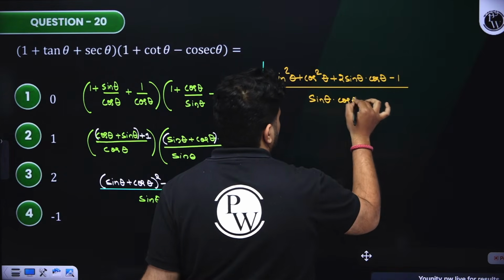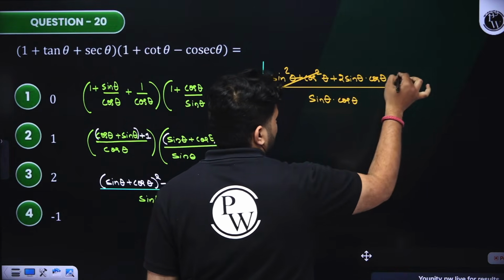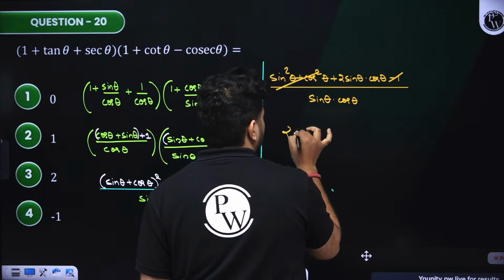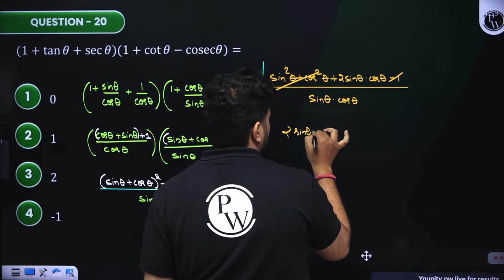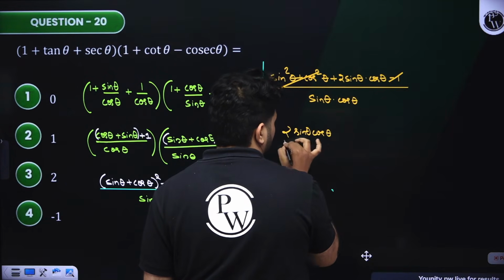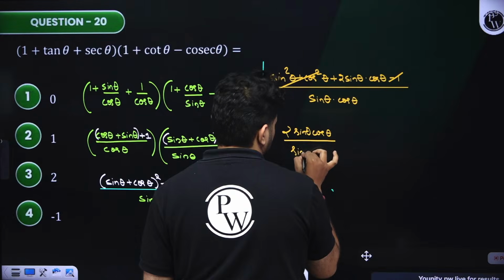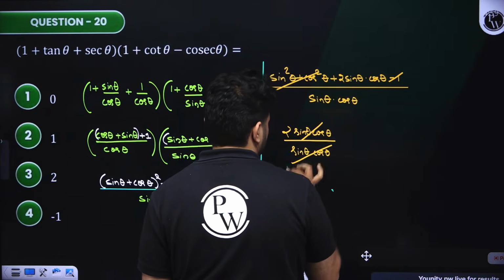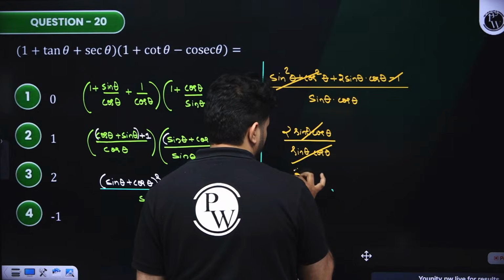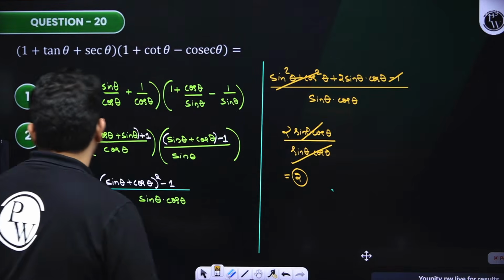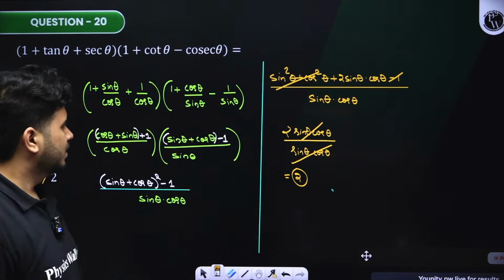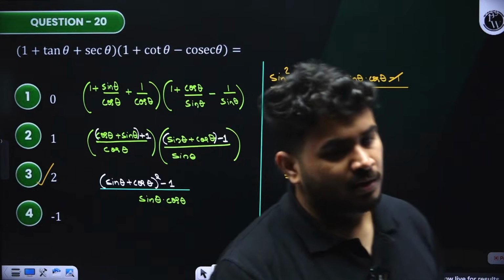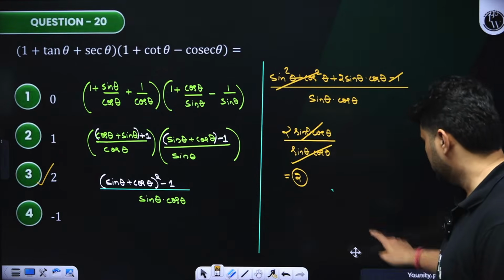Correct? So sin square theta plus cos square theta is 1, so this cancels. So we have 2 sin theta cos theta divided by sin theta cos theta. So these two cancel. So remaining is nothing but 2. So option 3 is correct. Understood, everyone? Fine. C is correct.